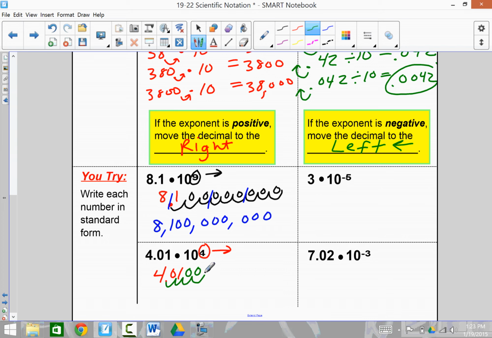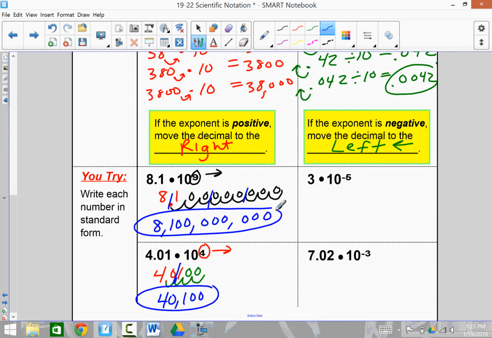So then I'm going to figure out where to put my comma here. Come from the back. 1, 2, 3. I know my comma goes right there, so final answer, 40,100. So 4.01 times 10 to the 4th is another way to say 40,100.